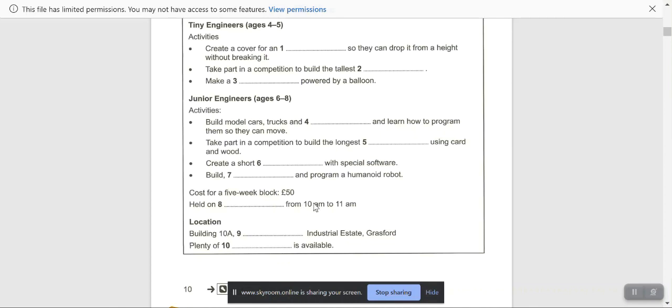And what about the location? Where exactly are the workshops held? They're in Building 10A. There's a big sign on the door. You can't miss it. And that's in Fradston Industrial Estate. Sorry? Fradston. That's Fradston. And that's in Grassford, isn't it? Yes, up past the station.